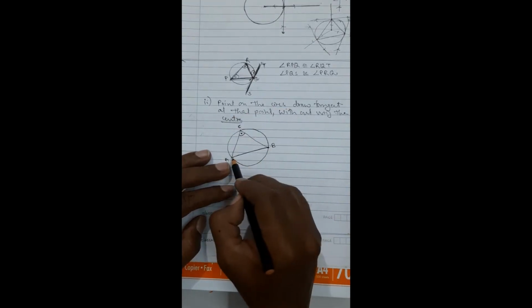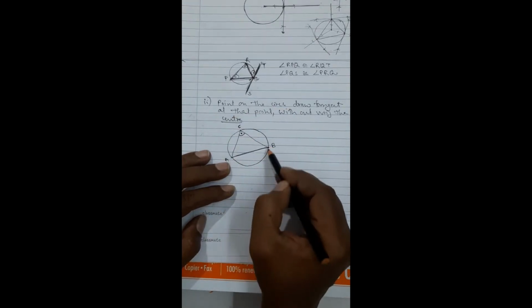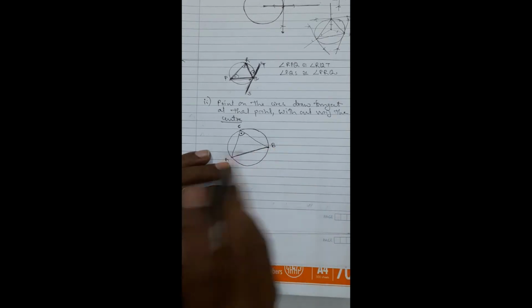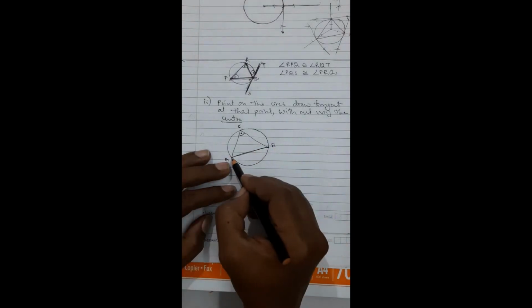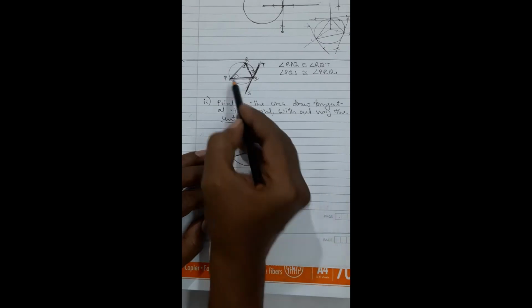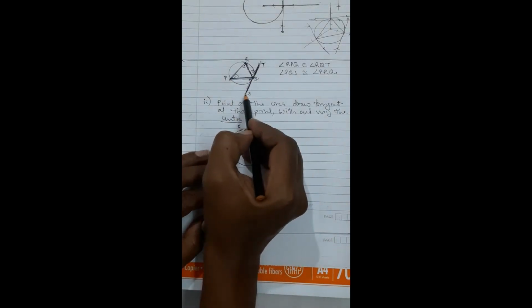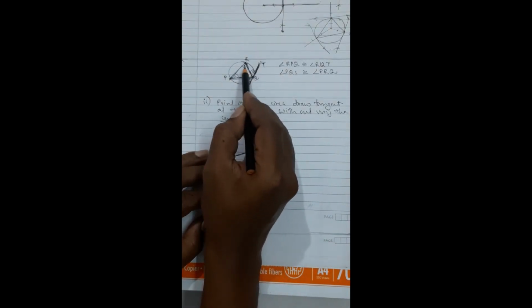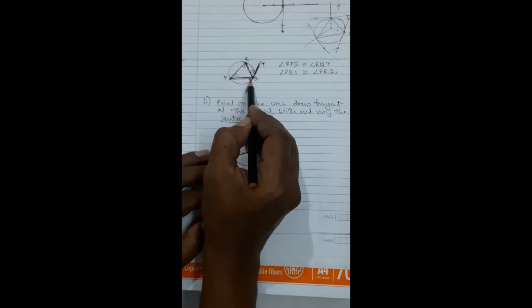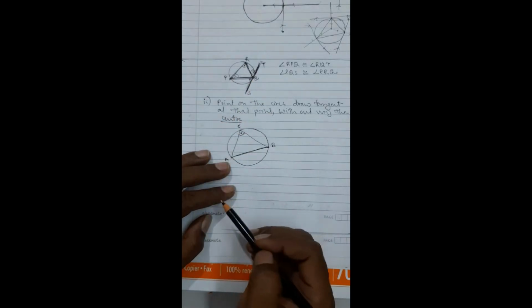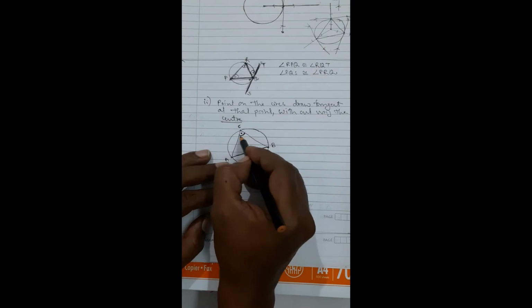vertex B, AB, P, then that will be a tangent, because that is the chord and tangent. Chord and tangent. If this angle and this angle are made congruent, so automatically this SQ will be coming over there. So I have to copy this angle over here.